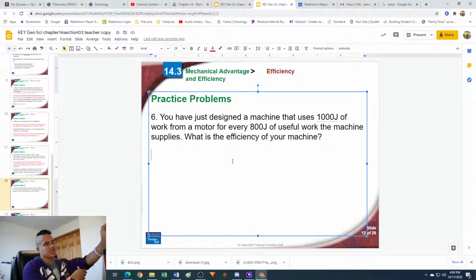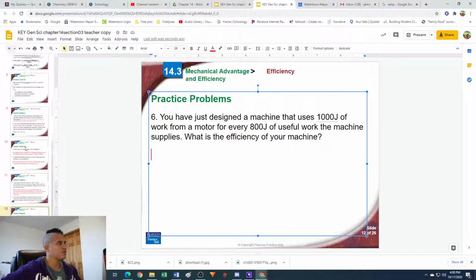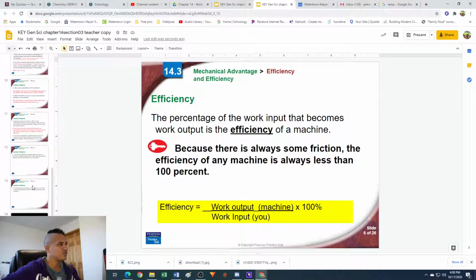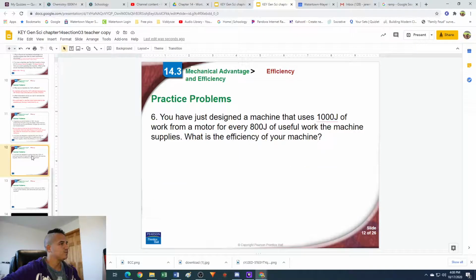All right, so again, efficiency. And if you look back at our notes, let's just make sure we have our equation. It is output work, so the work done by the machine divided by the amount of work you do, and then times by 100. Okay, so in this case, we have designed a machine that uses 1,000 joules of work from a motor for every 800 joules of useful work the machine applies.